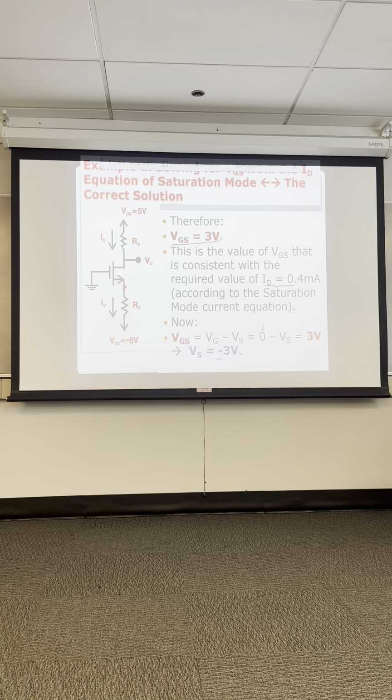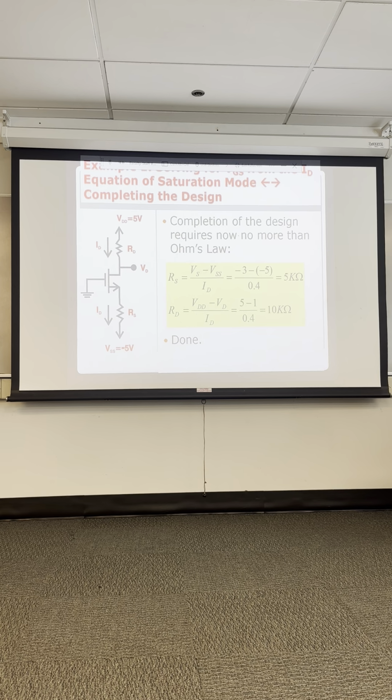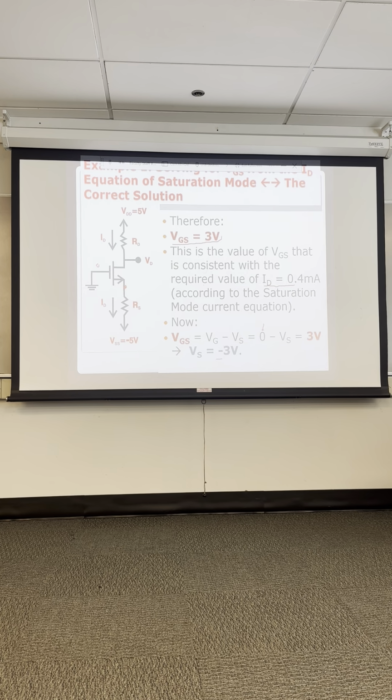And it makes sense because the gate is 0 and the source is minus 3, so the gate to source would be 0 minus the minus 3, or 3 volts. So we're trying to keep the logic in our results so we can find out when we're actually moving away from the saturation part here. So we have our source voltage is minus 3 volts.